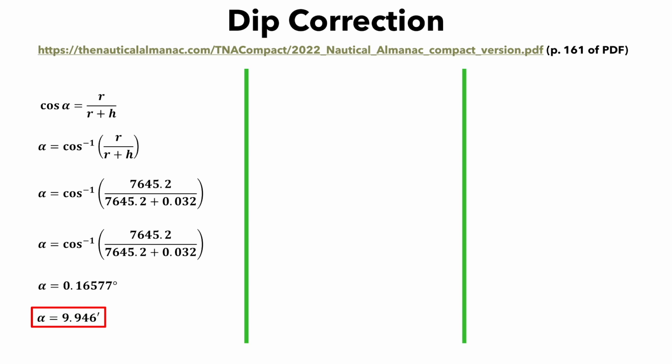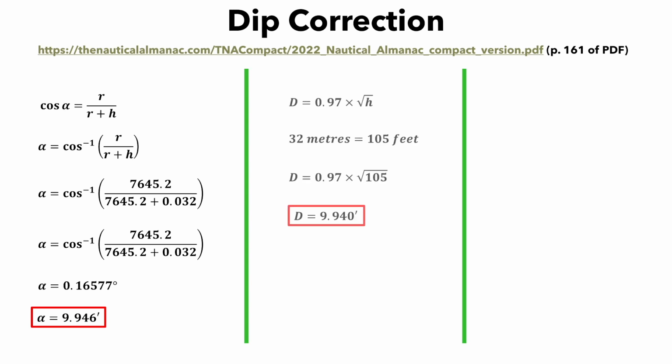So on the previous slide, we talked about the 7/6R radius multiplier. Well, 7/6 equals 1.17. But the Nautical Almanac uses a slightly larger radius multiplier of 1.2. So instead of using a radius of 6371 kilometers, we use a radius of 7,645.2 kilometers. So for our observer height of 32 meters, we work out a dip correction of 9.946 arc minutes using that formula that we just derived.